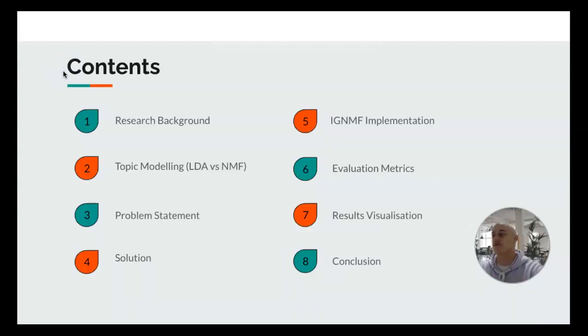Just to start off, a bit of contents for the presentation. We're going to start with the research background. Then we're going to look at topic modeling, LDA versus NMF. We'll have a problem statement, the solution that I proposed, the implementation of that solution, the evaluation metrics, and then we'll look at the results visualization and a conclusion.